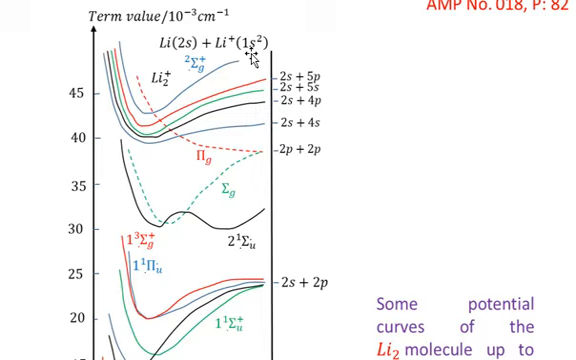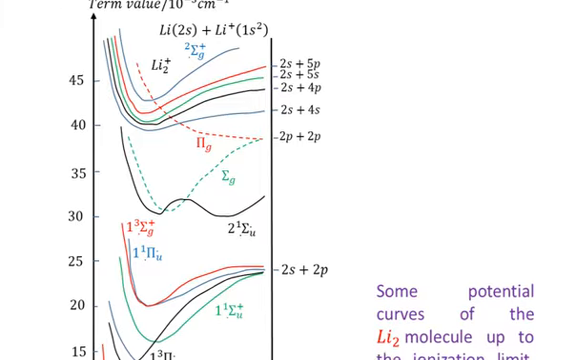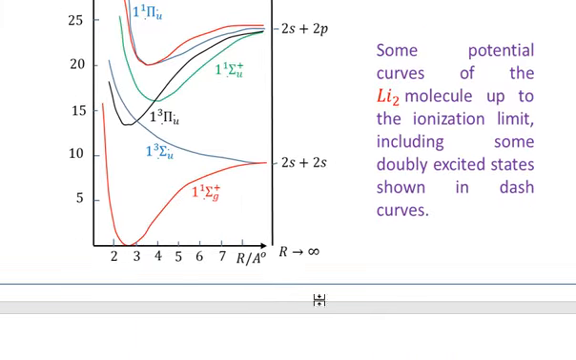And the term values have been shown in units of centimeter inverse. On the horizontal axis, I have plotted the value of R, the separation between the two nuclei, in angstrom, giving the values 0, 1, 2, 3, 4, 5, 6, 7, 8, 9 angstrom. And then I have shown where R goes to infinity, that is when R is very, very large. Then of course the molecule will split up into separated atoms.